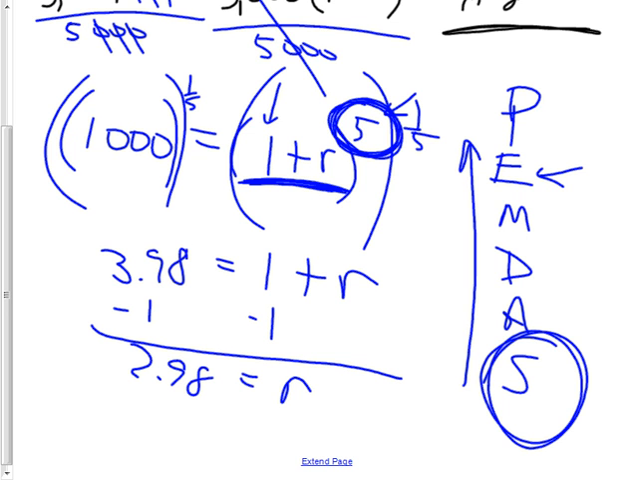Now, can anybody change that into a percentage? Because it certainly isn't 2.98%, otherwise you could put money in the bank and it would grow that crazy big. No, you move the decimal over twice: 298% growth. Does that ever happen? Yes, but it's really, really rare. You got to get lucky.